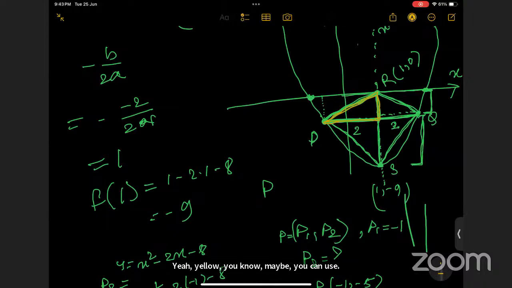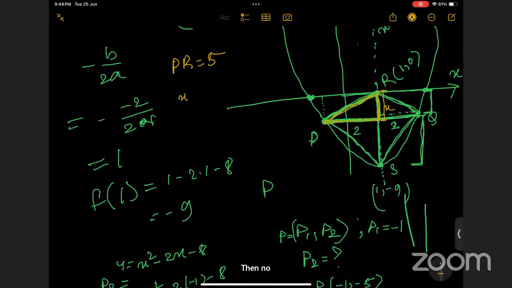So we have the coordinates of P, and then we can find the distance of these 2 points P and R. So what will be the distance? Can you calculate it? PR is 5. Yes. So this distance is also 2. So if we want to find this distance, let's just take it as x.